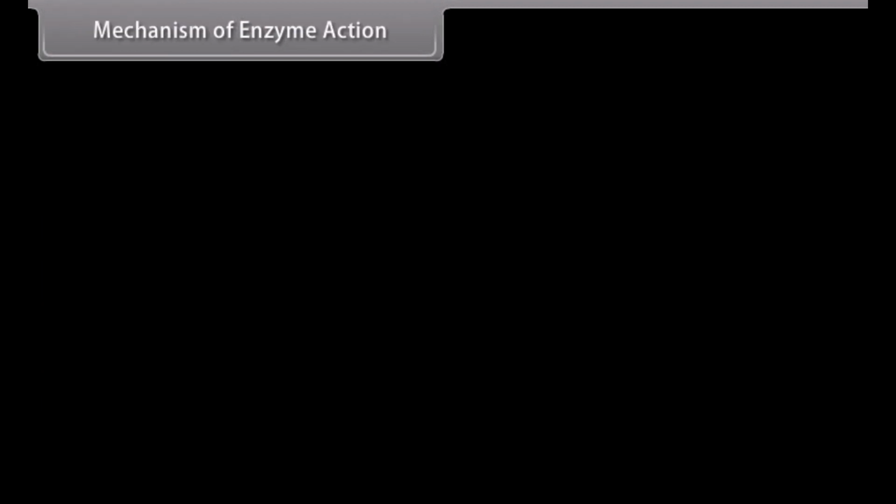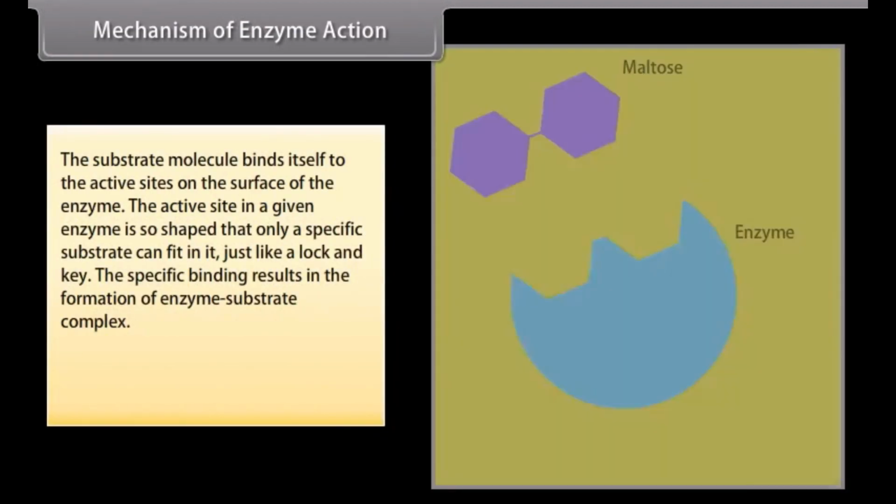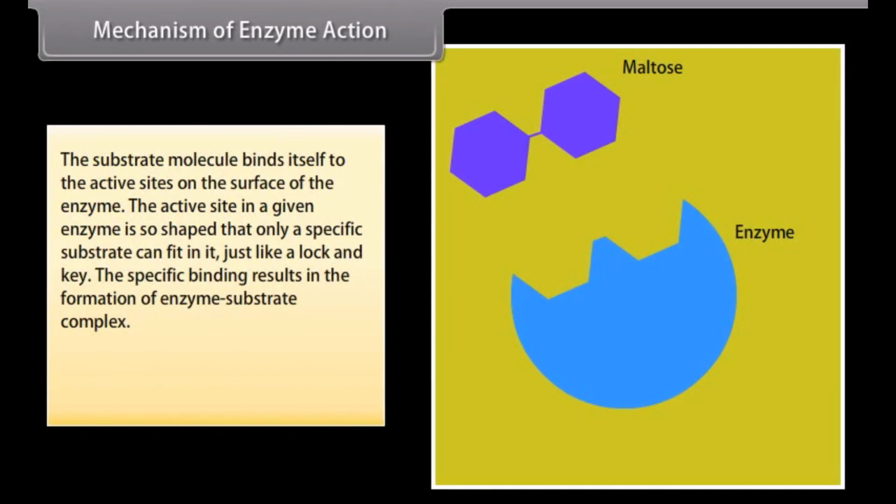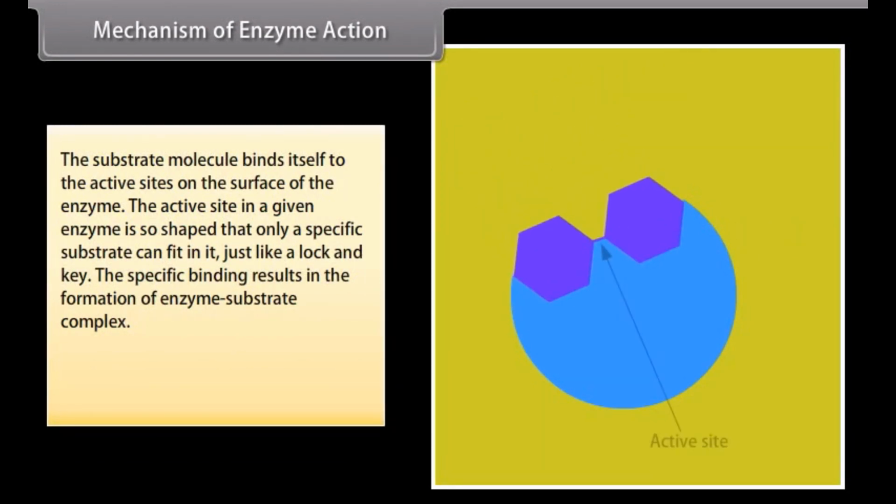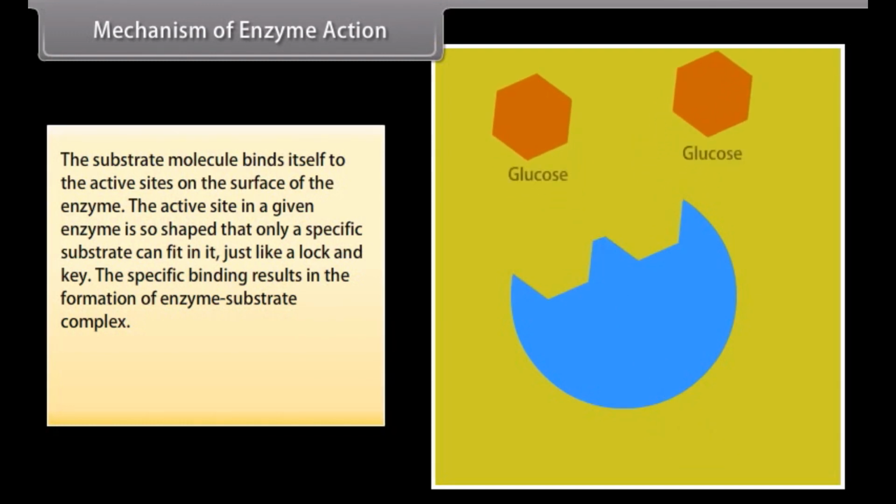Mechanism of enzyme action. The substrate molecule binds itself to the active sites on the surface of the enzyme. The active site in a given enzyme is so shaped that only a specific substrate can fit in it, just like a lock and key. The specific binding results in the formation of an enzyme-substrate complex.